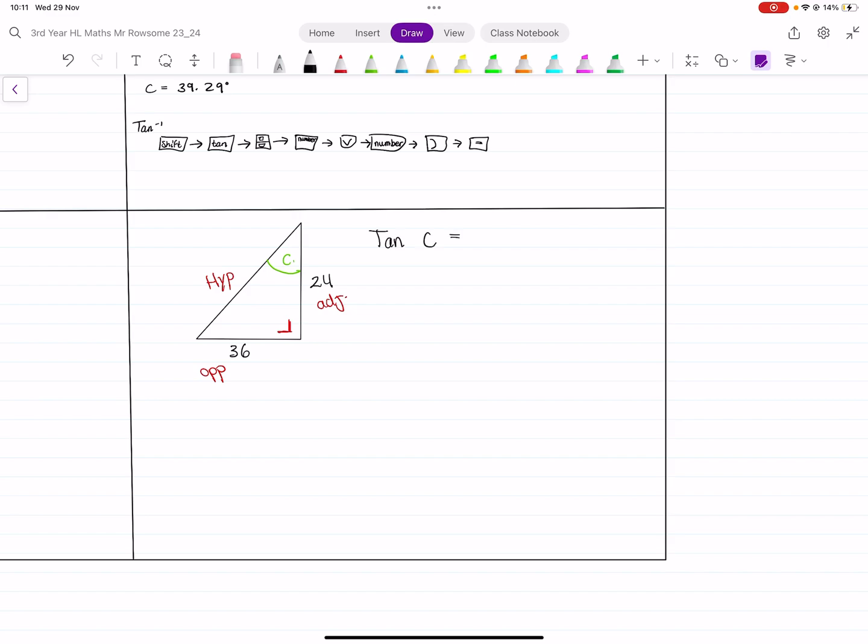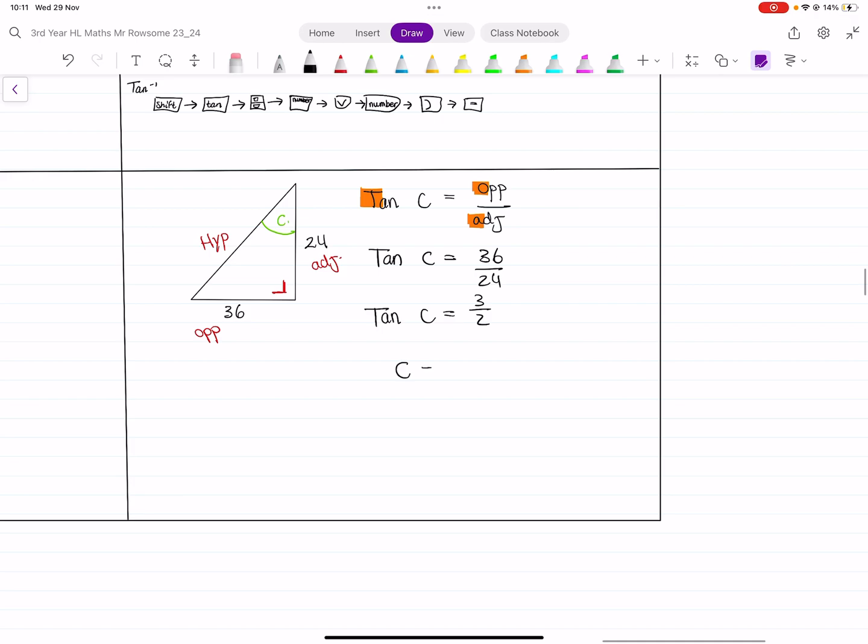Okay, so tan of C is equal to, so trawling off America. Okay, fill in your values. Well, tan of C is equal to 36 over 24. Tan of C is equal to 3 over 2.